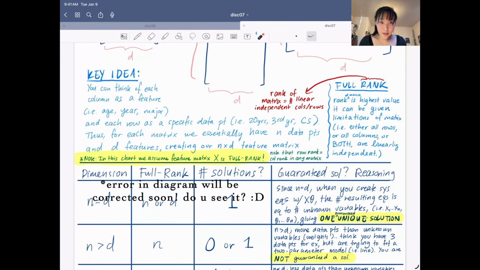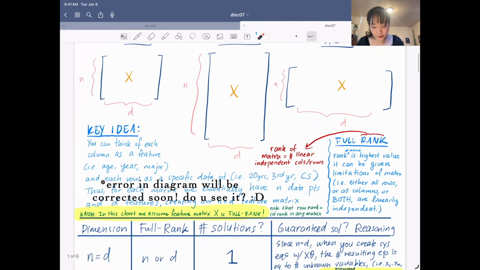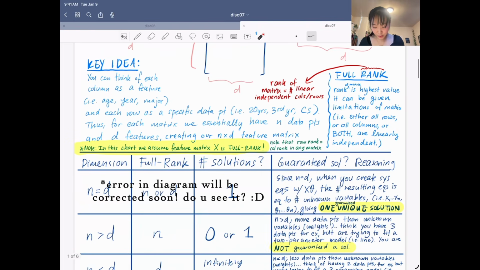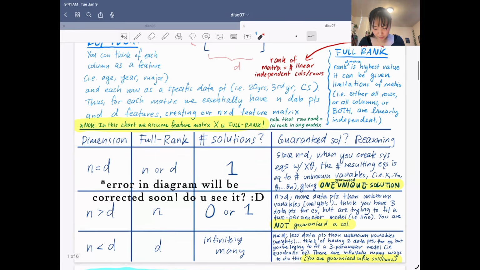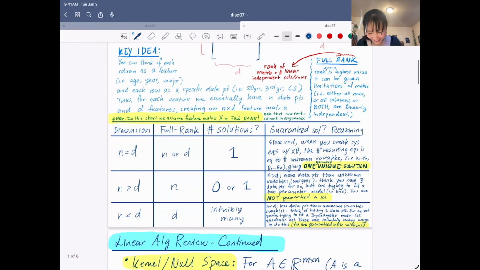Now let's look at the second case where n is greater than d. When n is greater than d, we have more data points, right? More rows than we have columns, than we have features. And so our full rank is, oh, sorry, I think I actually wrote this backwards. That's my bad. Guys, I'm so sorry. I made the worst mistake ever.